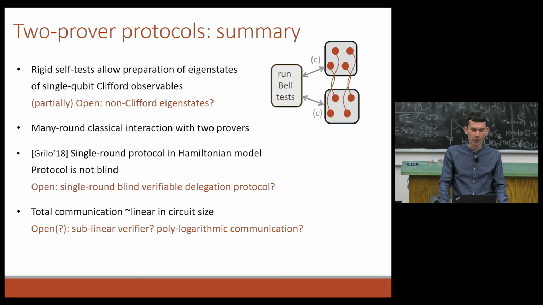An interesting question is that the total communication in this protocol is roughly linear in the circuit size. You could think that that's optimal. My circuit has a certain size, so surely I must exchange that much communication. But in fact, there's no reason, right? The only thing that I care about is the outcome of the circuit. That's a single bit.